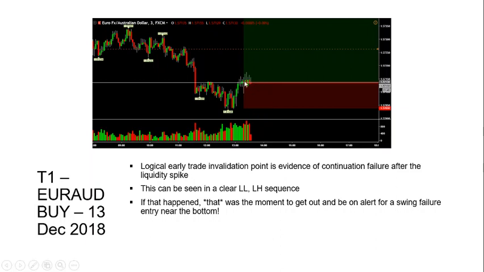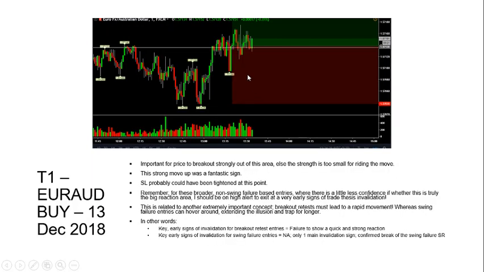So at this point, okay, the trade invalidation is when this makes a lower high and a lower low, confirming that this is not the breakout, right? So if that happens, that would be the moment to get out. This was the actual entry on the minute 1 time frame.